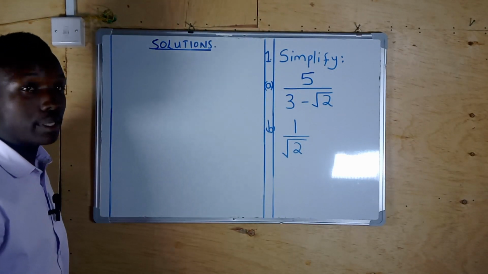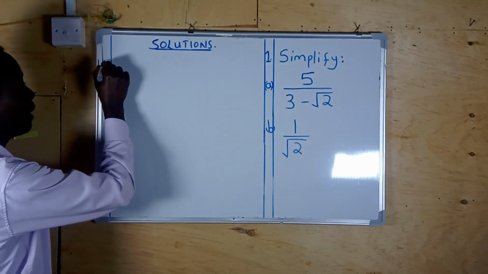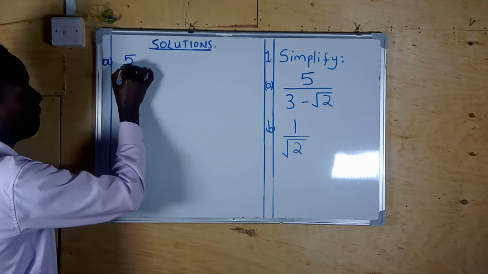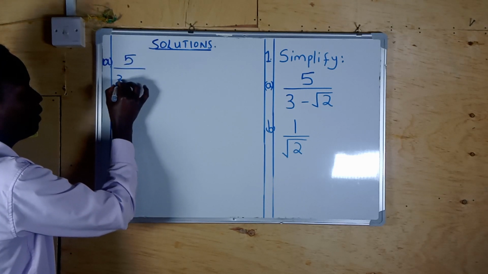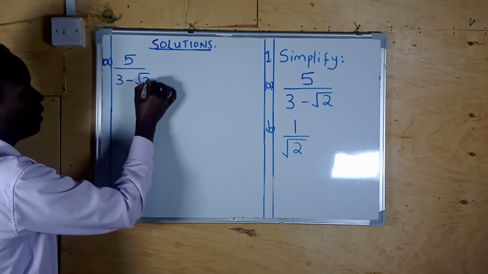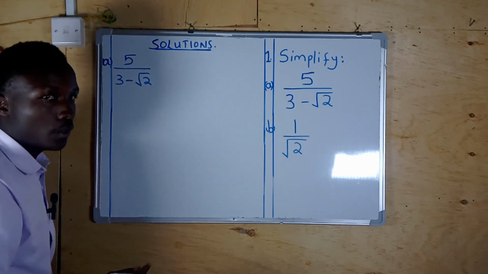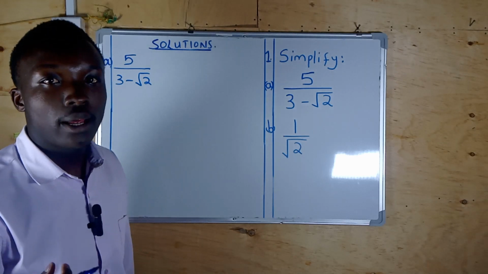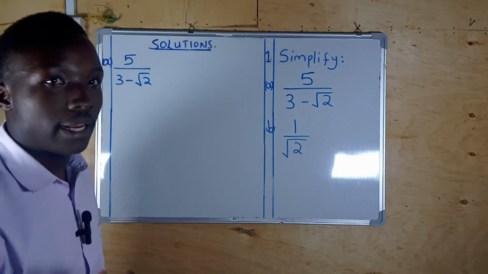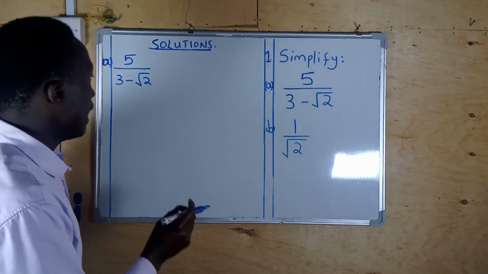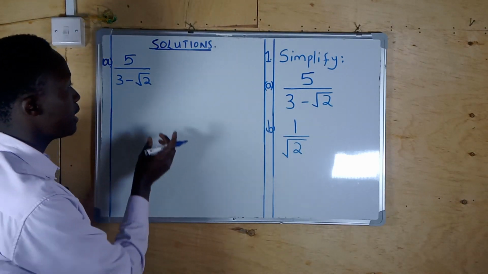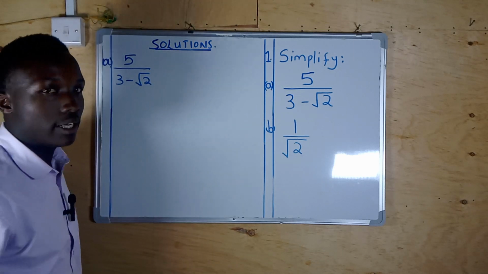So we are going to start with question number 1, that is A, and we have 5 over 3 minus the square root of 2. So we simplify this question through what we call rationalizing. And rationalizing simply means eliminating the surd from the denominator.